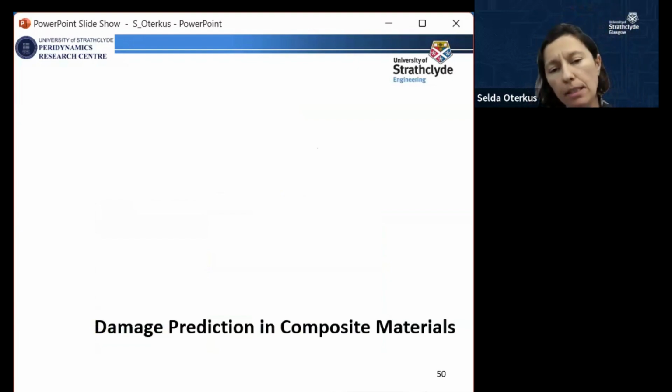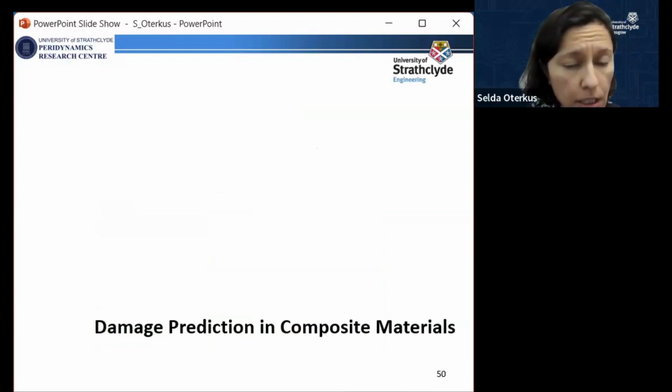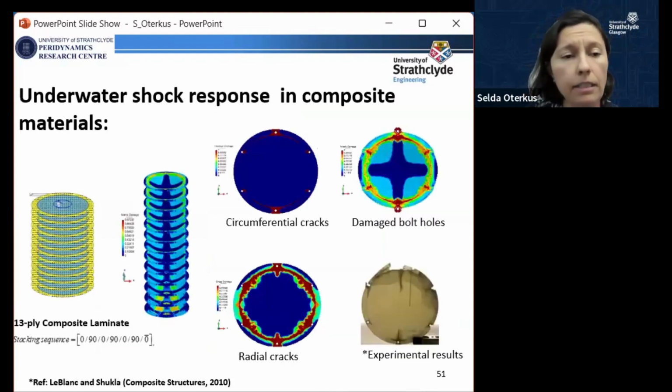And not only for metals, we also extended the methodology for complex structures, for example, composite materials. In this example, we investigate what happens if our composite structure is subjected to underwater shock response. In this case, actually, it's not the underwater shock that creates the damage. It is the generated shock waves due to this, and they can create severe structural damage.